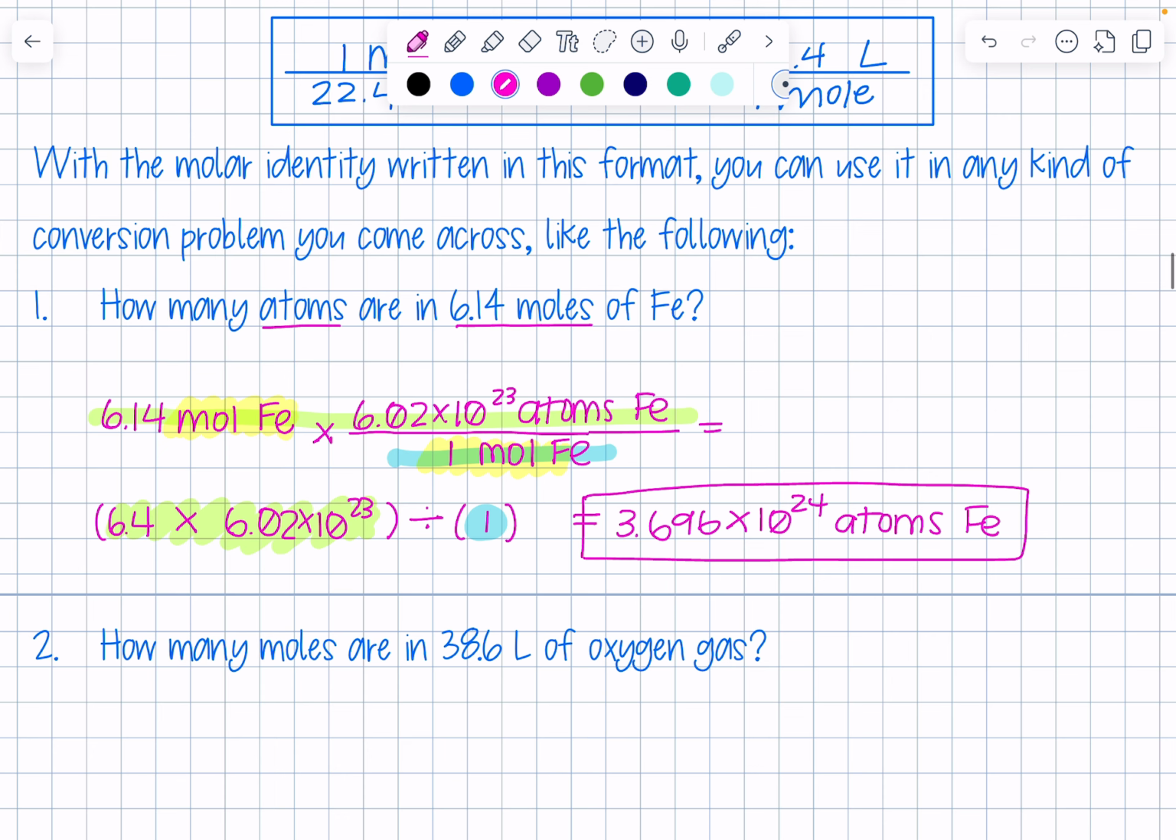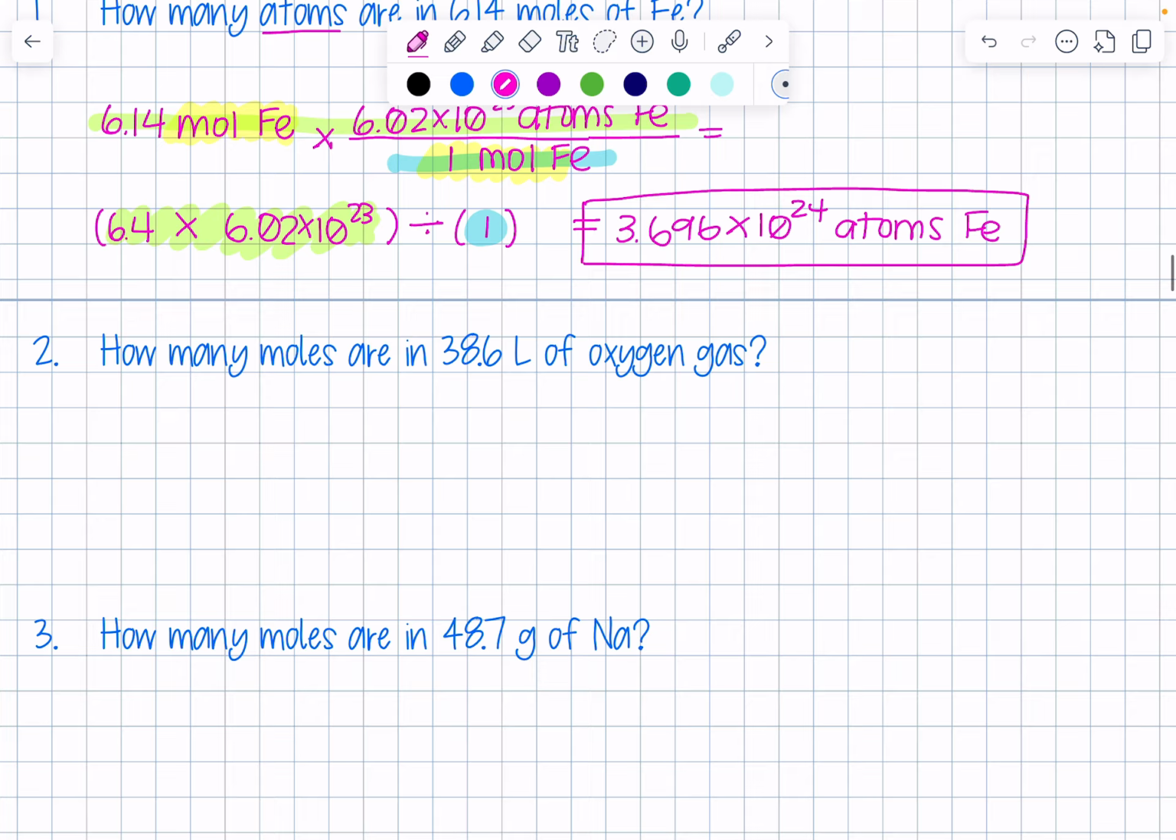All right, the next question. How many moles are in 38.6 liters of oxygen gas? I did not type it out here, but we're assuming standard temperature and pressure for this. So I'm going to write down what I'm given. And I know I'm going to have a conversion factor in there.